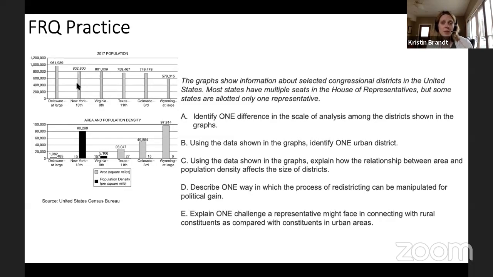Okay, and this really is having you identify in A and B, but then what you're going to do is explain the relationship between area, population density, and the size of districts. Describe one way in which the process of redistricting can be manipulated for political gain, and then one challenge a representative might face in connecting with rural constituents. Just so you know, I actually assigned this one to my own students. It is on AP Classroom. There's a couple other questions with it, but you can always go and practice and see the rubric there if you're dying to look at it, but I just wanted to let you know where I got that.